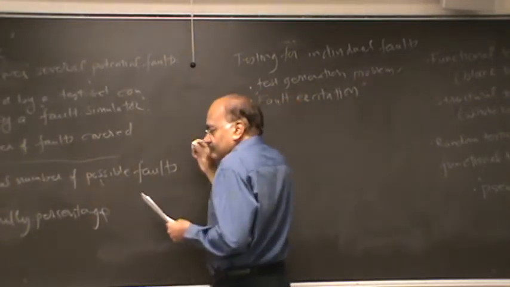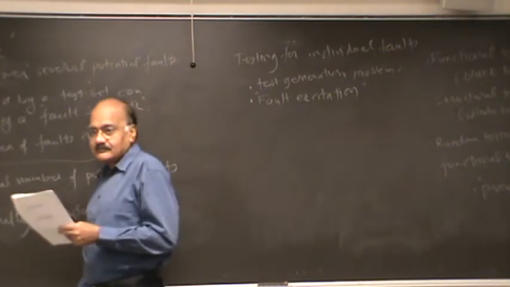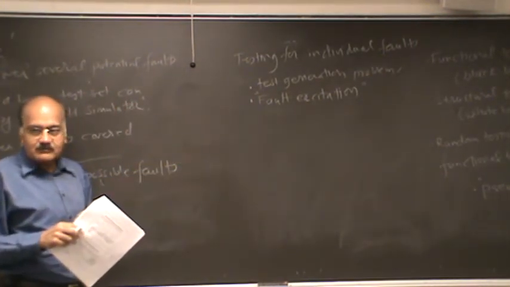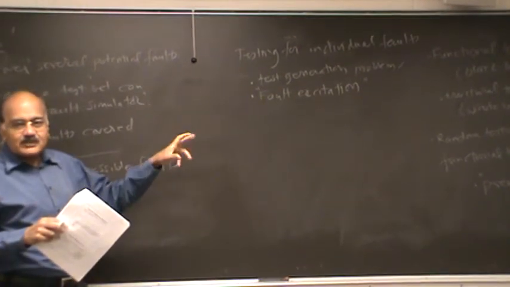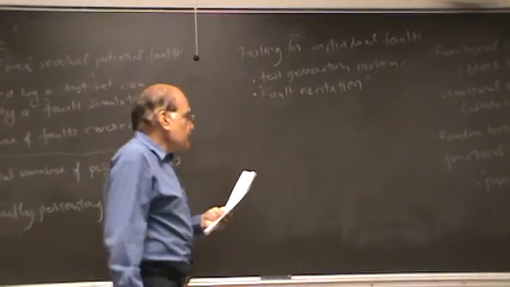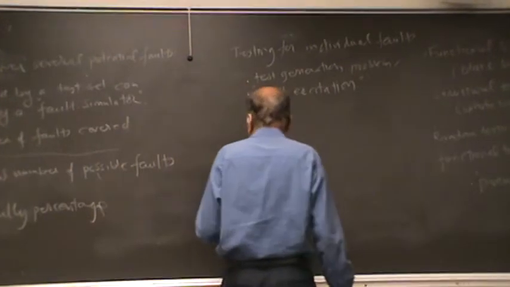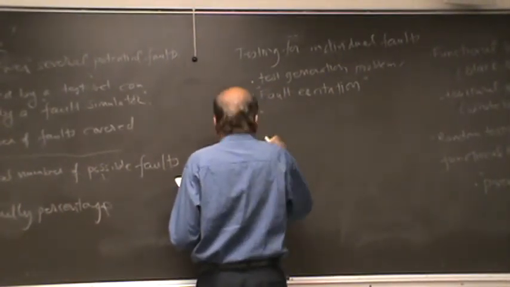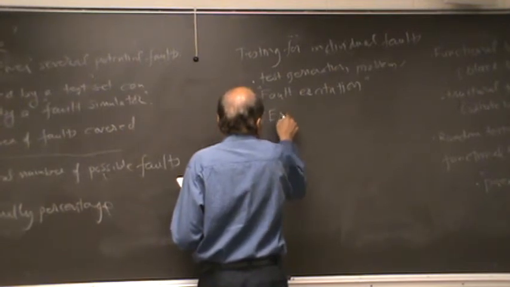You have to trigger the effect of the fault. Somehow, some signals have to go to the site of the fault and create a situation which would be opposite to the effect of the fault, and it's called fault excitation. And then we are going to need error propagation.